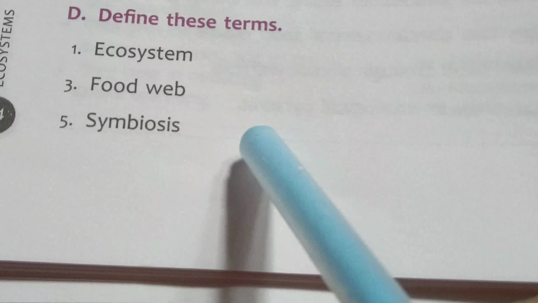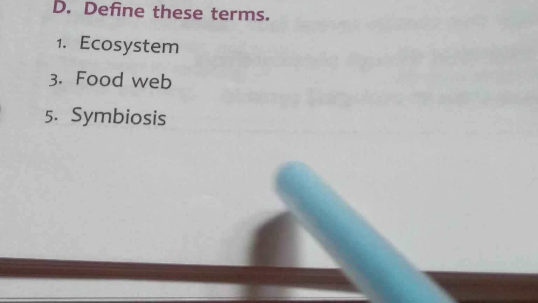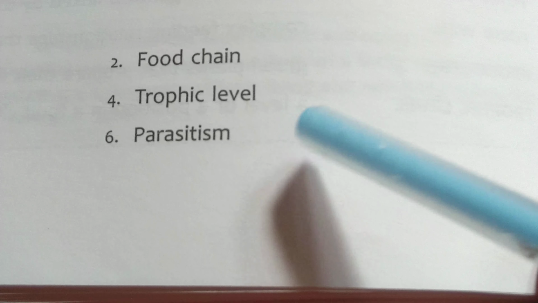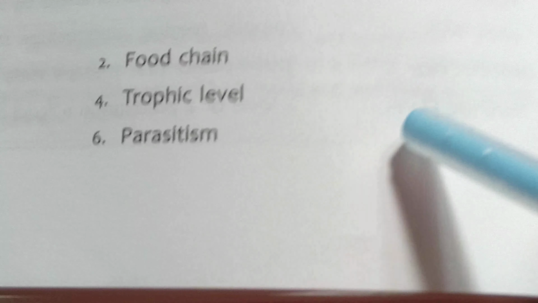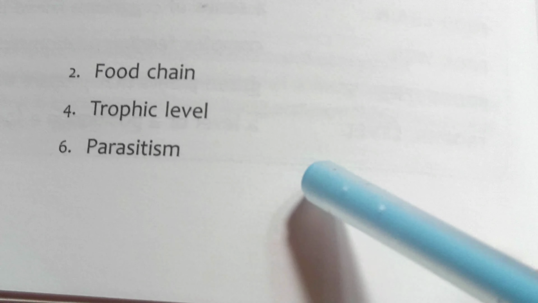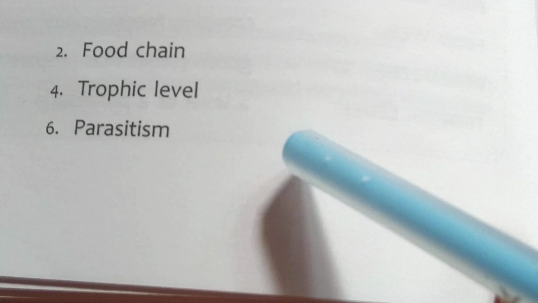It is a relationship between two organisms where both are benefited. Next, what is parasitism? Parasitism is an interaction between two organisms where one is a parasite and another is a host. So the parasite lives in or on another organism. They collect their nutrients or food from the host, where the parasite is benefited but the host is harmed. This relationship is also known as parasitism.